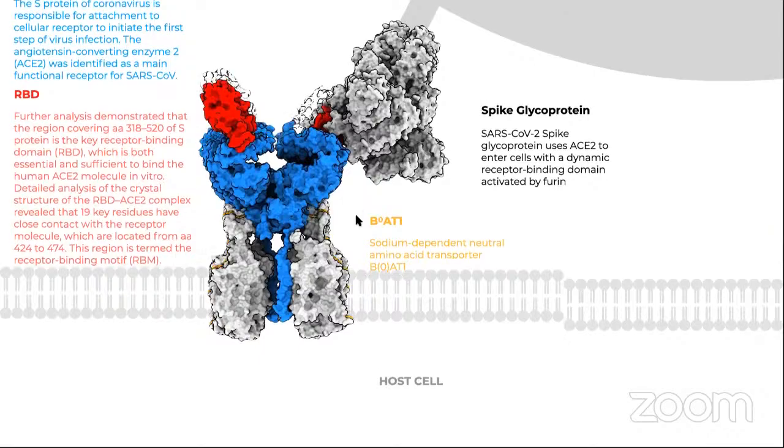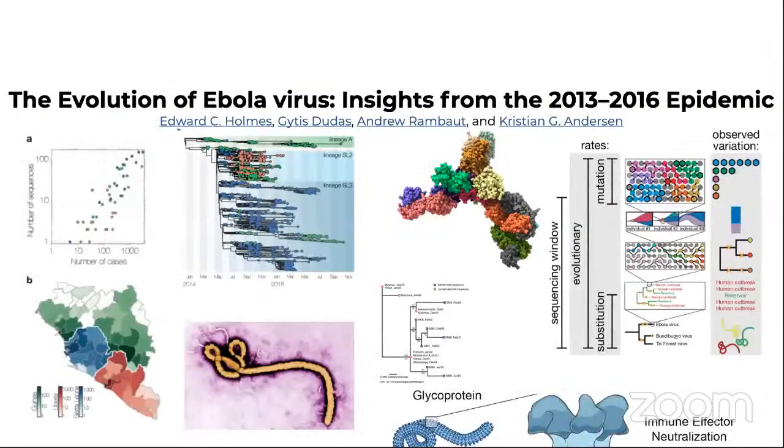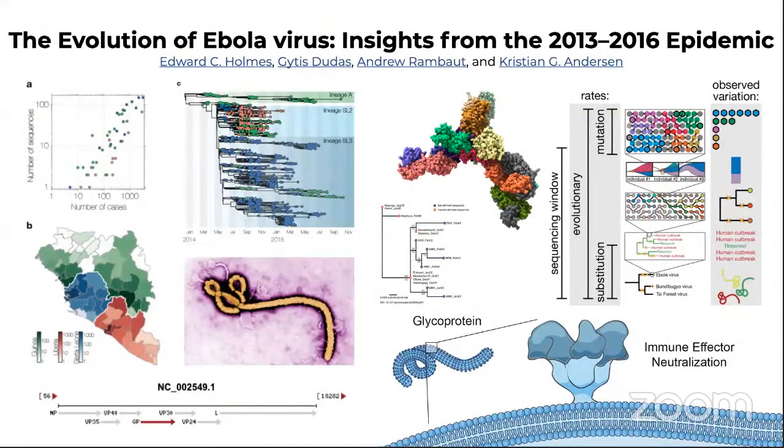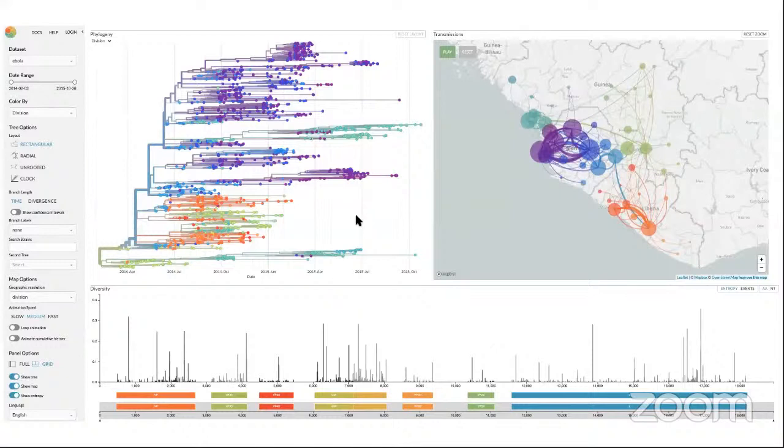So that's one example. Obviously, we have a whole project on the evolution of Ebola virus and how such analysis could be replicated. Again, the phylogenetic tree is just one visual that people use, but there's a lot more questions that you could specifically ask.